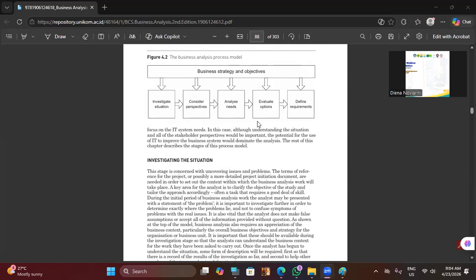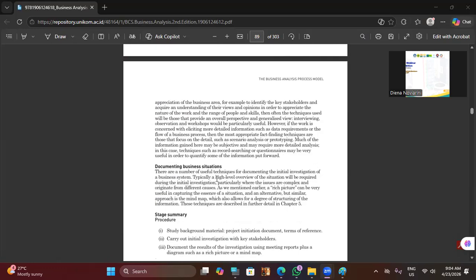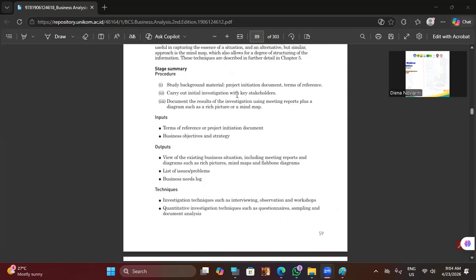Analyze needs, evaluate options and define requirements are stated in documenting the business situation. That is typically a high-level overview of the situation that will be required during the initial investigation, particularly when the issues are complex and originate from different causes. The stage summary of the procedure is: study background material, carry out initial investigation, and document the results of the investigation.